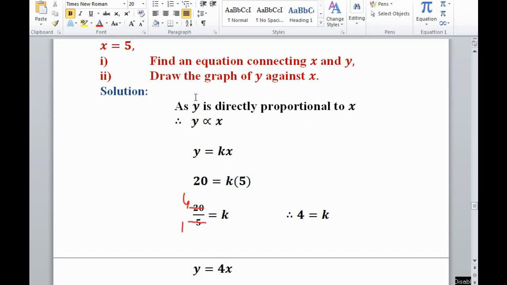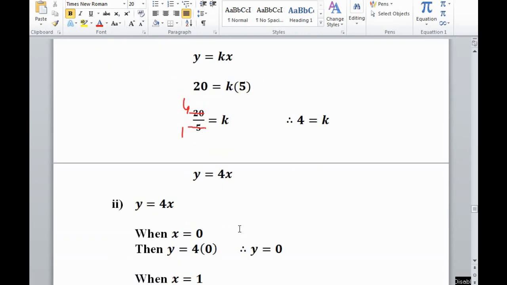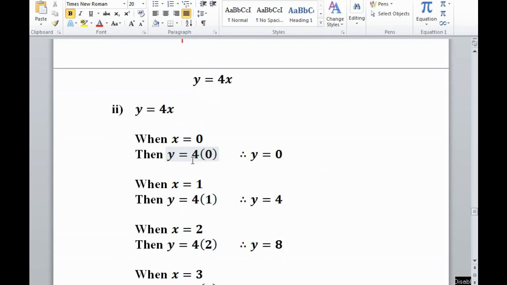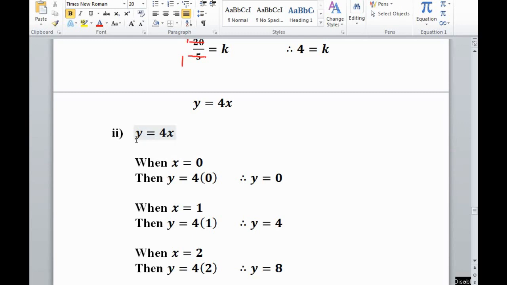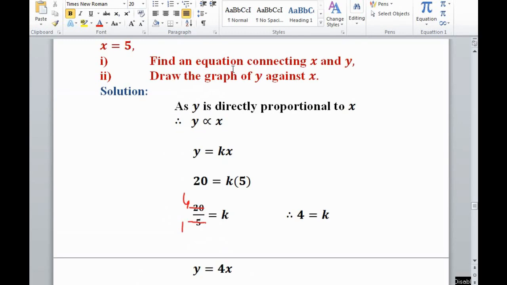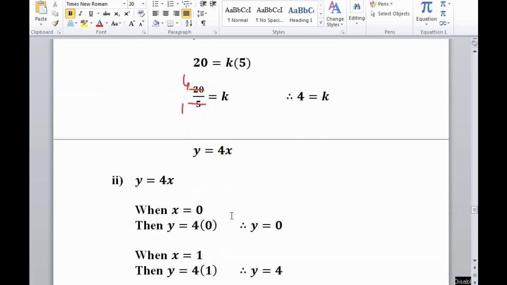Now this is the required equation connecting variables x and y. The second part of the question is to draw the graph of y against x. To draw a graph of y against x, first of all we need to find some ordered pairs for these two variables, y and x. To calculate them, I'm going to take the equation y equals 4x, which is the equation connecting x and y.